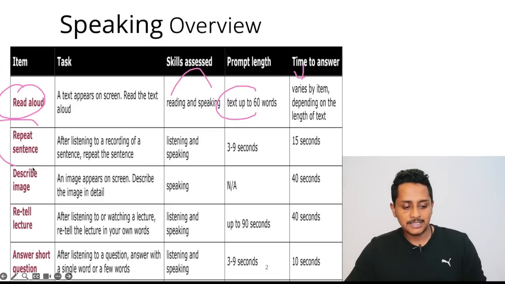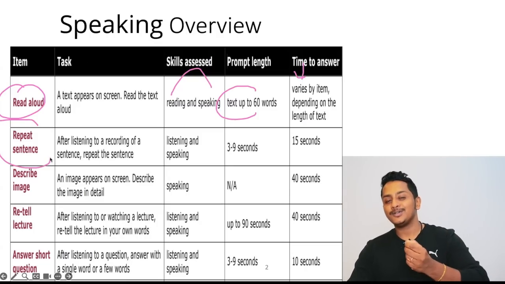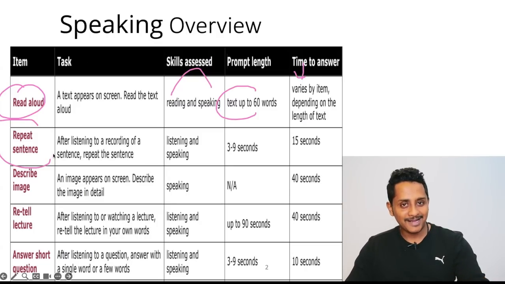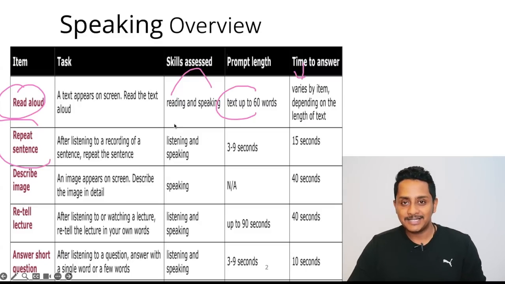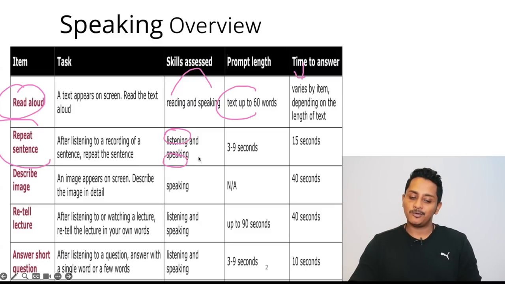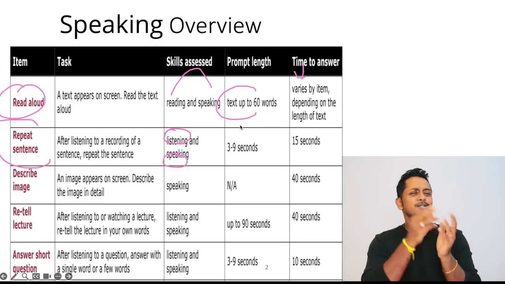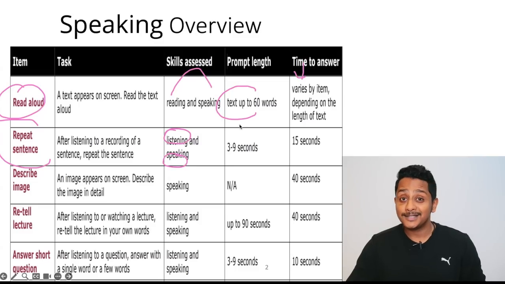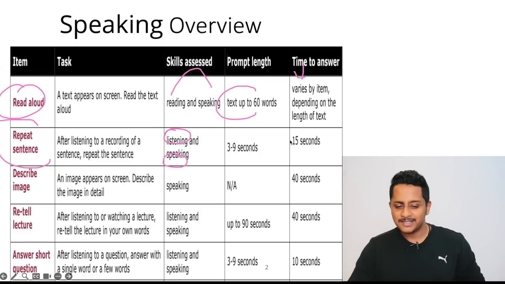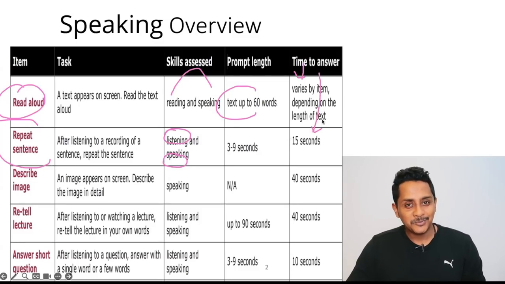After read aloud comes repeat sentence: a plain audio, you listen to it and then speak back. This integrates listening and the speaking module. Prompt length sometimes varies from 3 seconds, a small audio, to 8 or 9 seconds as well, usually 4-5 seconds. Time to answer: 15 seconds will be given.